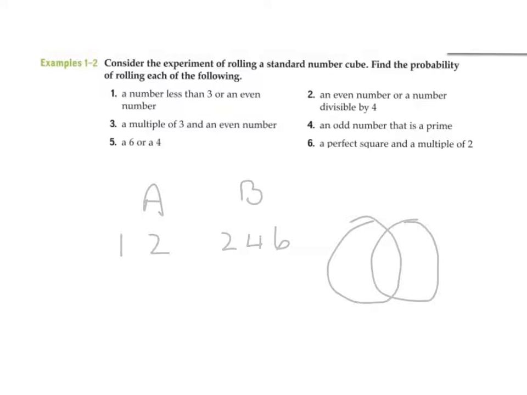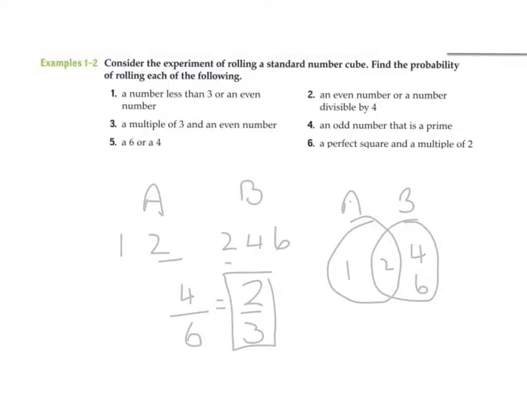If we did our Venn diagram, 2 is in both of them, so that could go there. 1 could go here, so this is the A part, this is the B part, and here's your 4 and your 6. Now you've got to work out what is the probability. In total, you've got 6 different things, so 6 must go at the bottom, and if you look at my Venn diagram, you've got 4 out of 6, and you can simplify that down to 2 over 3. So the probability of a number less than 3 or an even number is 2 out of 3.